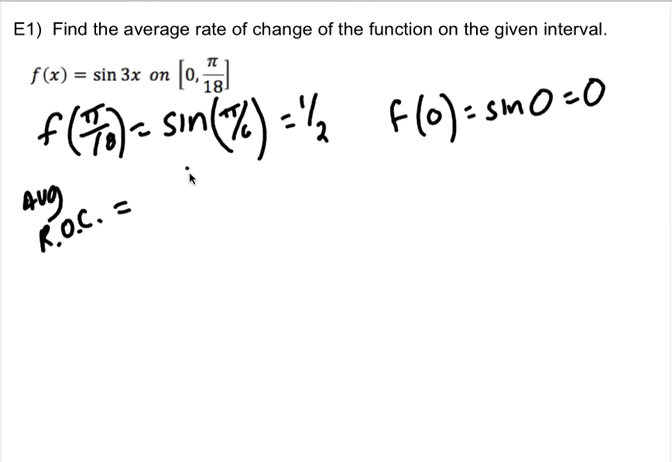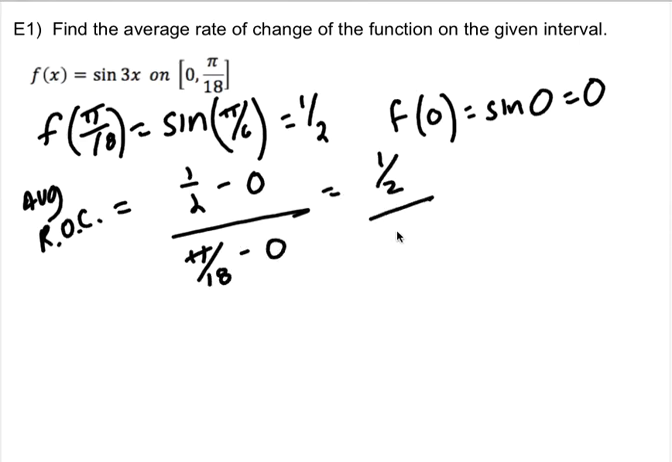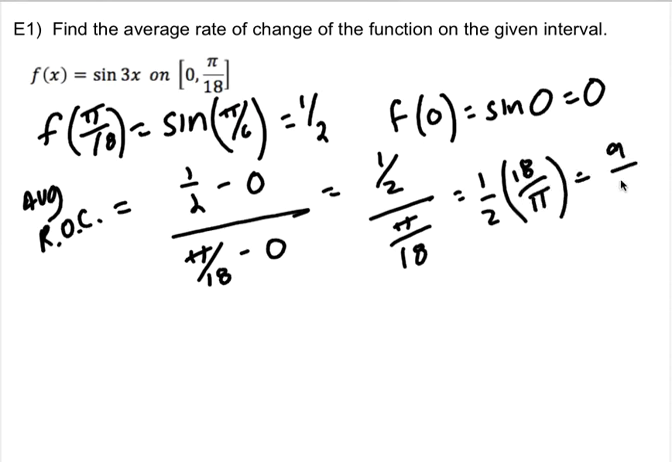So now my average rate of change, because I'm lazy, is going to be y minus the y value over my x minus the x value. So I'm going to get 1/2 divided by pi over 18, but nobody's ever going to be okay with us leaving an answer like that. So that's going to be a 1/2 times an 18 over pi, right? So I probably leave my answer as 9 over pi. Cool.